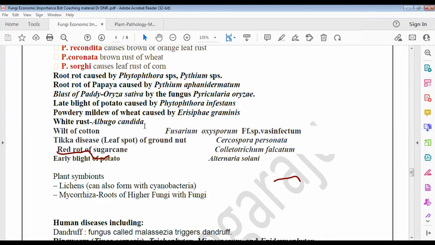You know already white rust we discussed, by Albugo candida. And you know Tikka disease is caused by Cercospora, already told you. Cercospora teleomorph, the perfect stage. Yesterday I told you. Cercospora arachidicola, the perfect stage.